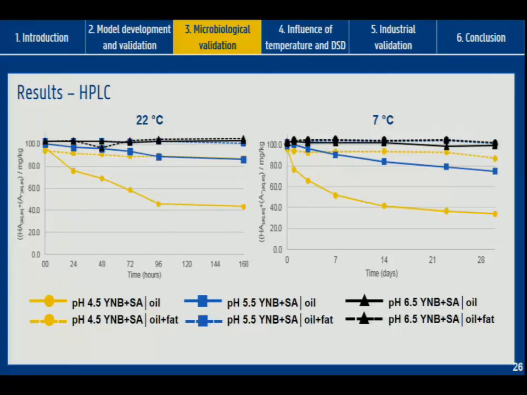In the systems at pH 4.5 with oil and fat, this partitioning phenomenon occurred more slowly. At higher pHs, the phenomenon is not so pronounced. Why? Because most of the acid is already present in its dissociated form.